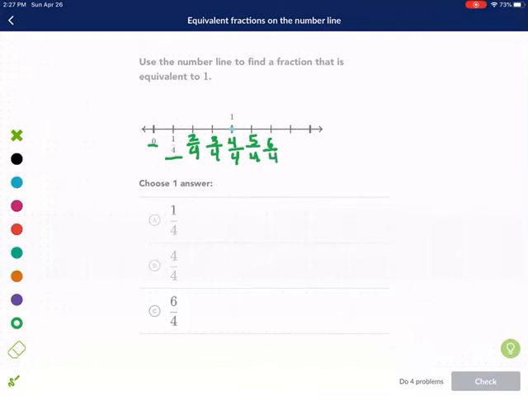And I could keep going like this, 5/4, 6/4, 7/4, 8/4. Another way I can number it would be if I went 1/4, 2/4, 3/4, 1. Another way to say 5/4 is 1 and 1/4, and then 6/4, 1 and 2/4, 7/4, 1 and 3/4, and then lastly 8/4. Well, that would be just 2, because 8 divided by 4 equals 2.